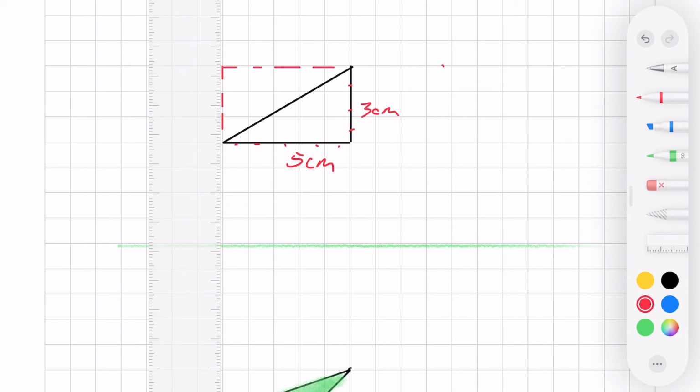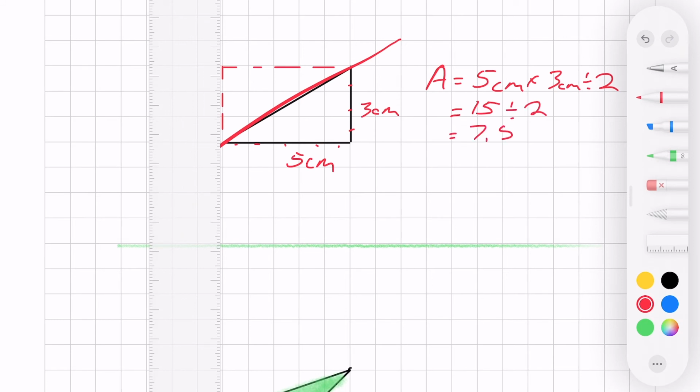Okay, so the first step is we find the base times the height, and then dividing by 2, because remembering it's half of the rectangle. And so this would be 15 divided by 2, which is going to be 7.5 centimeters squared. Remembering we're multiplying those 2 centimeters together, so we have to make sure we include that in our answer. So the area is 7.5 centimeters squared.